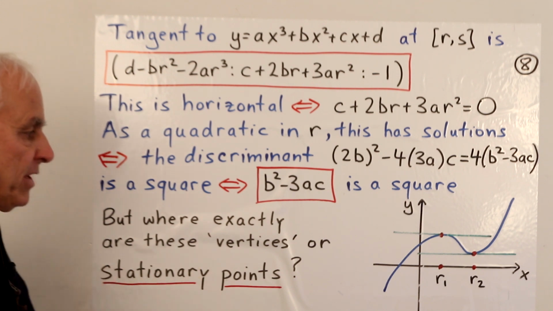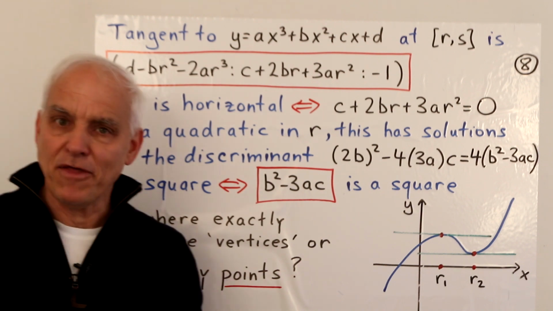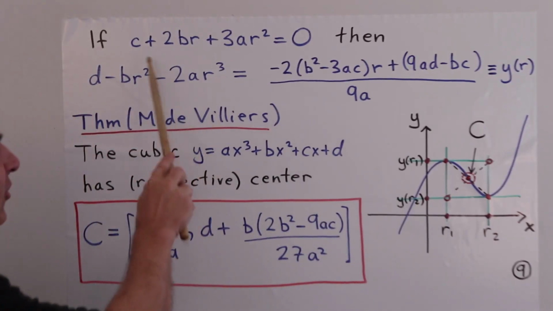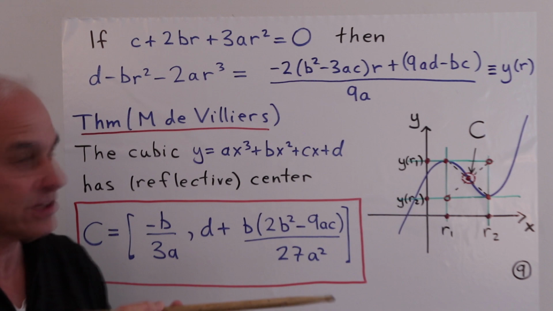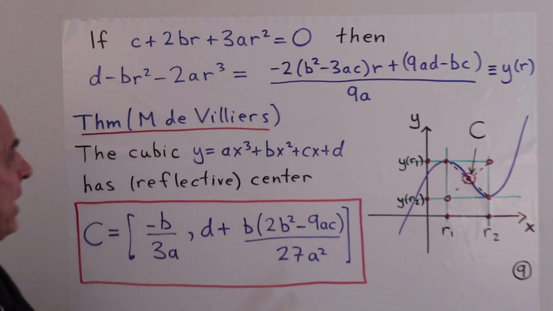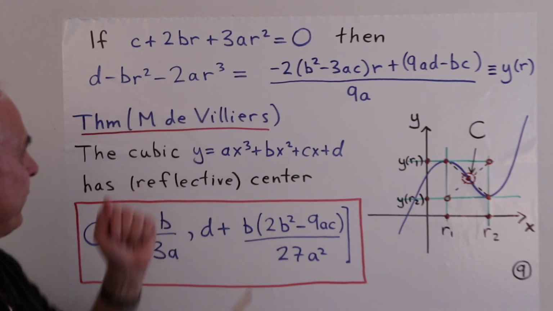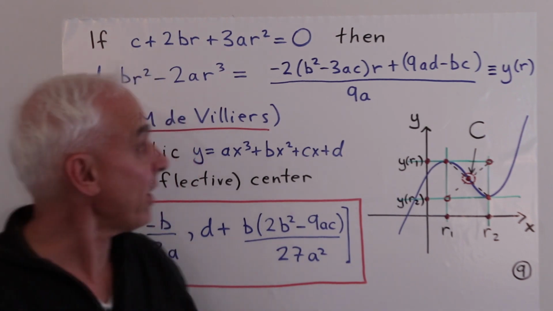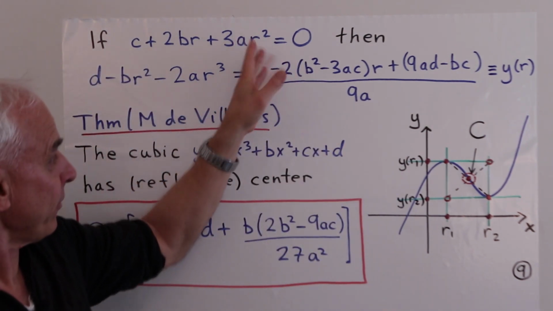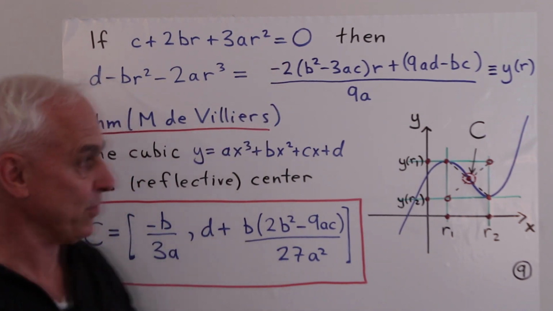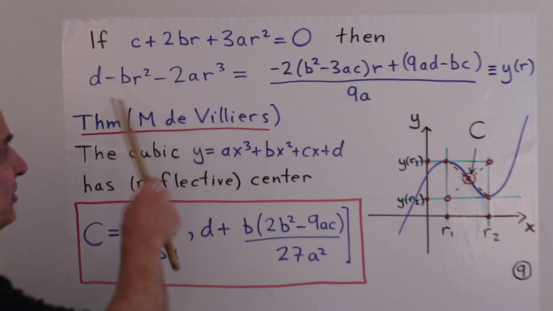But where exactly are these things? What is the actual position of these vertices if we can find them? So there's a little bit of algebraic playing around here that we can do. So this is the condition to have horizontal tangents. And if this condition is satisfied, so we have some value of r that satisfies this, then this y-coordinate, d minus br squared minus 2ar squared, can be rewritten because this quadratic here really allows us to replace r squared with linear and constant term things. So we could make substitutions to simplify this.